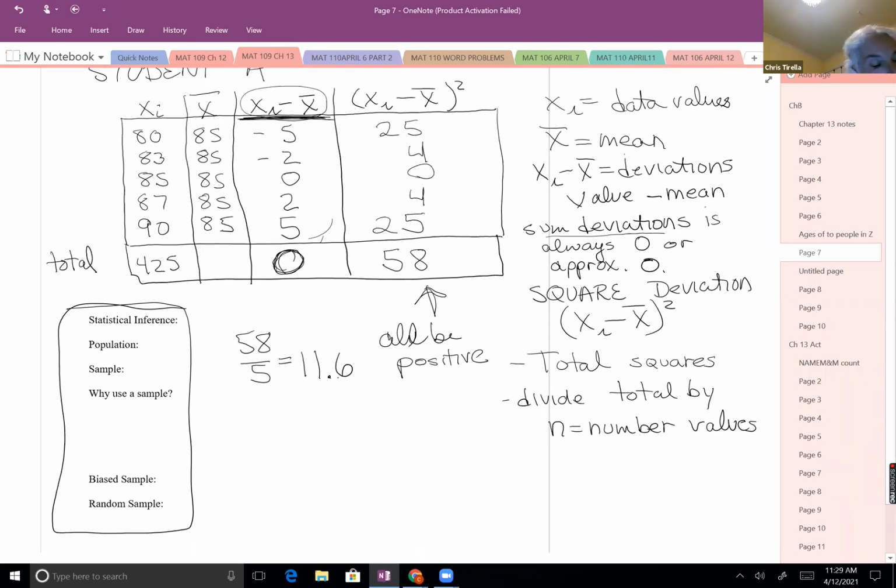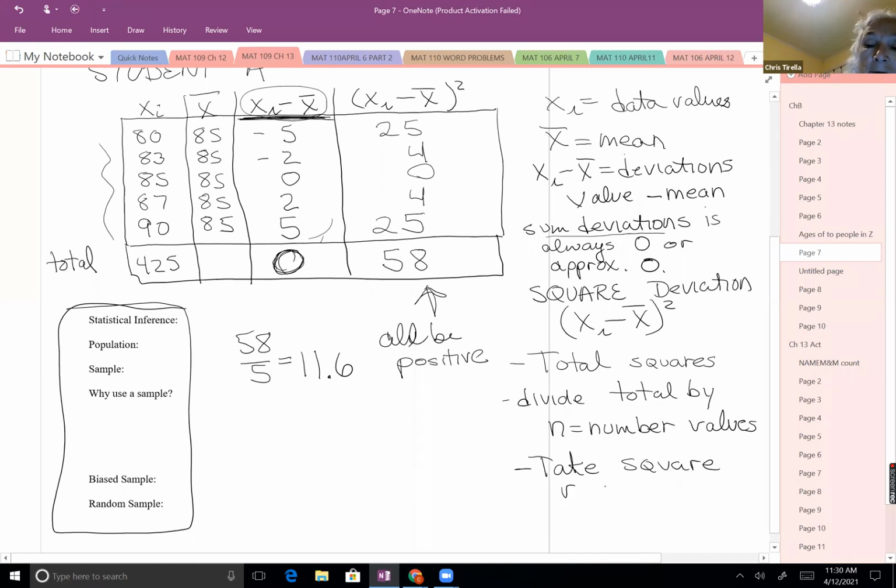But now wait a minute. That 11.6, doesn't that seem really strange as a way of describing the spread of these numbers? It's too big. So what did we do that made the numbers big? We squared them, right? So we're going to have to take the square root. So after we divide, we're going to take the square root.